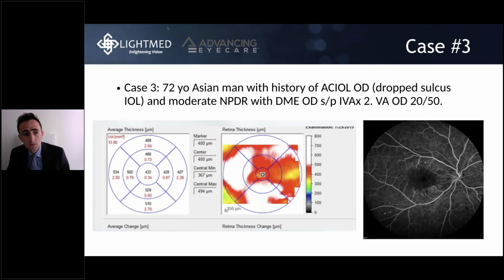So case 3 is a 72-year-old Asian man with history of anterior chamber intraocular lens after a dropped sulcus intraocular lens. So he had basically a complicated cataract surgery, and they had to put the lens in the front chamber of the eye. And on top of that, he did have moderate non-proliferative diabetic retinopathy with diabetic macular edema in the right eye that has received intravitreal injection with Avastin 2 times. And his vision was 20/50 in the right eye.